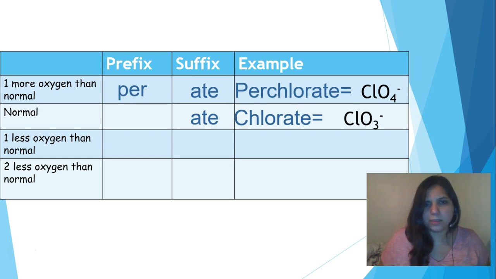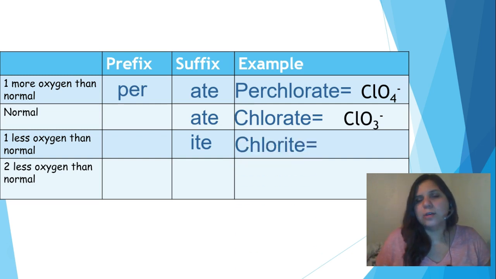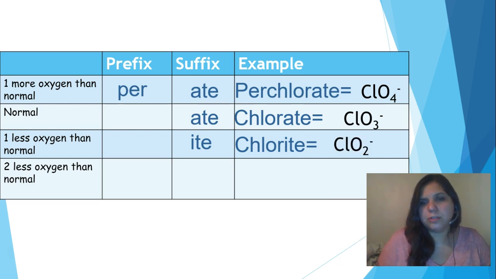Okay, let's try the next one. What if we change it to the -ite form? So from normal to -ite, that's 1 less oxygen than the -ate. So chlorite would be 1 less oxygen than ClO3. That would be ClO2, and the charge doesn't change.